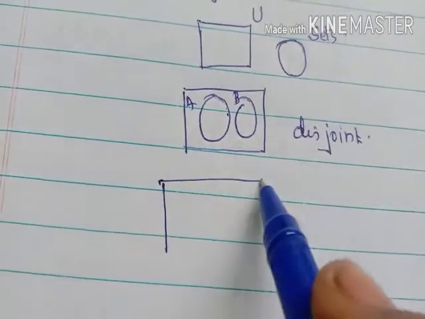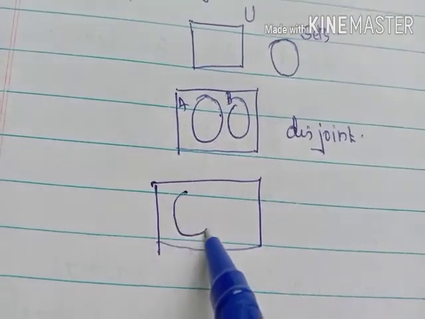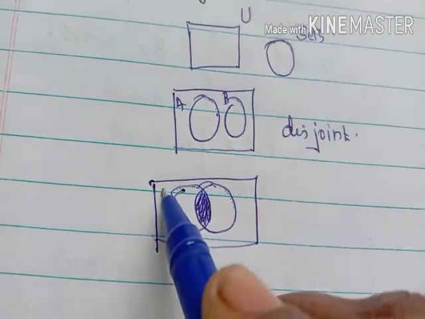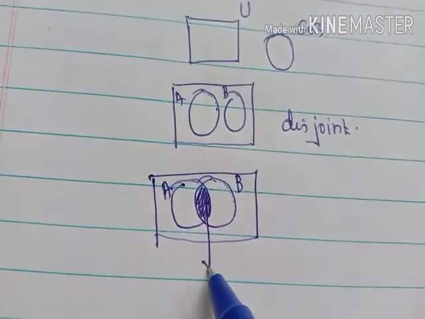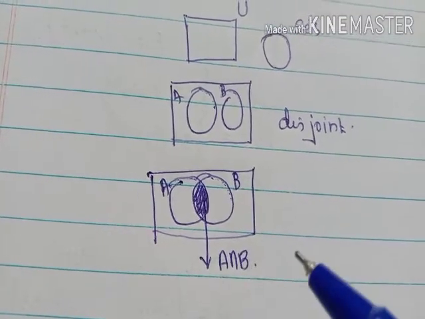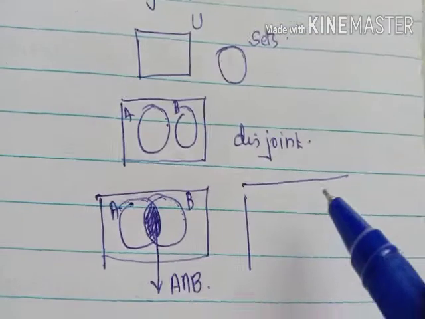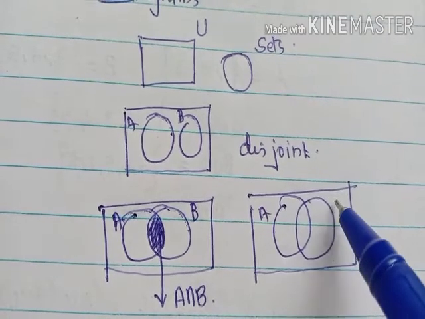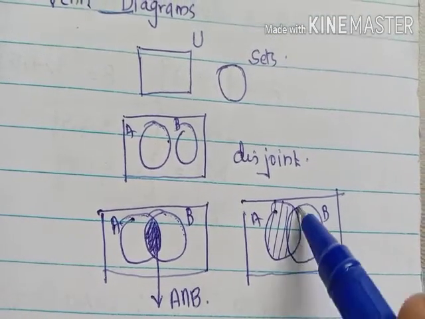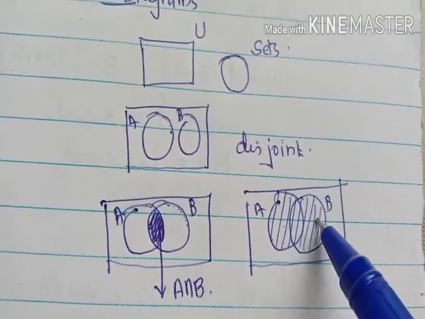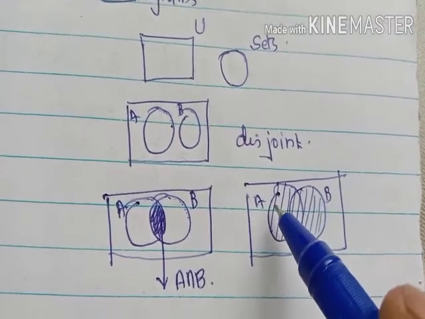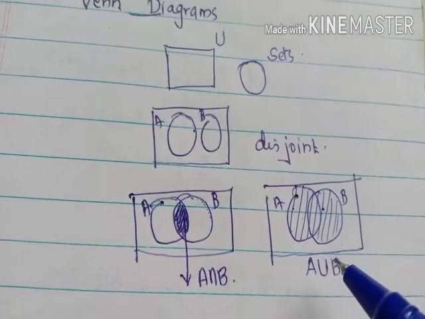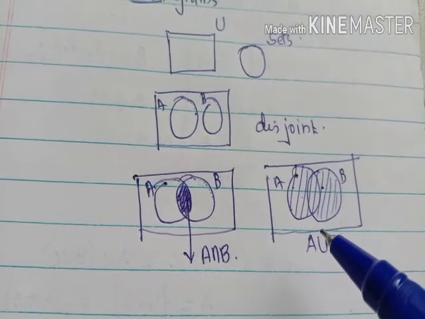Suppose we have two sets A and B, and this portion is common to both A and B. So this portion is known as A intersection B. Now listen, we have two sets A and B. If we shade all the circles, that means A and B together, we combined A and B. So this is the Venn diagram of A union B. In this manner we can represent any given set in Venn diagrams.